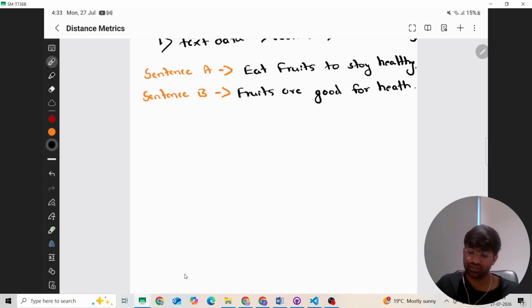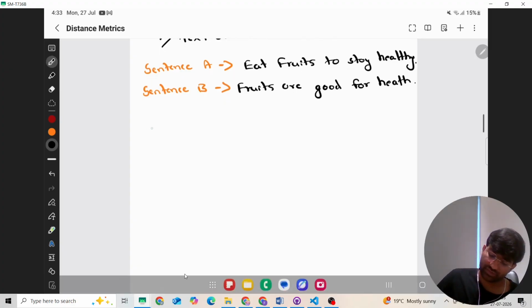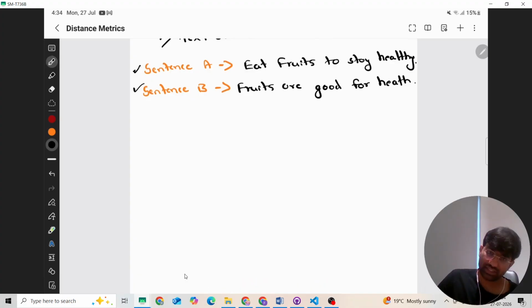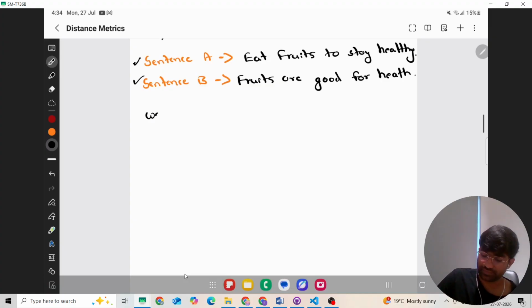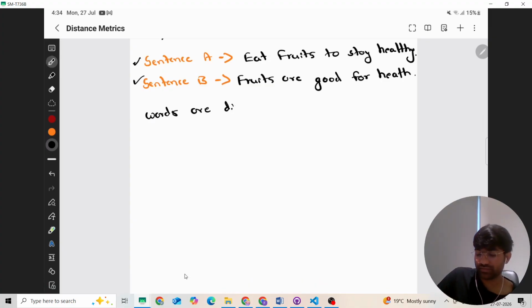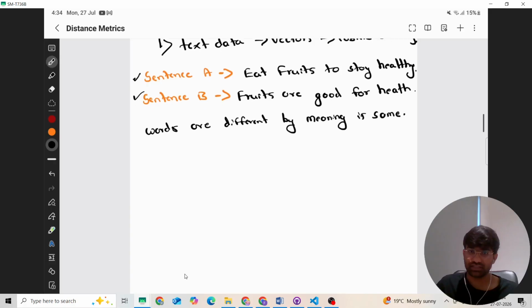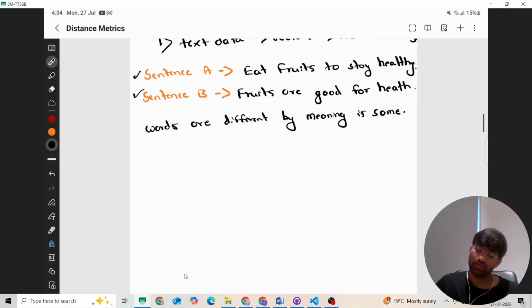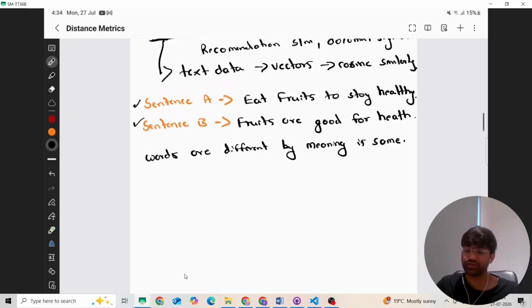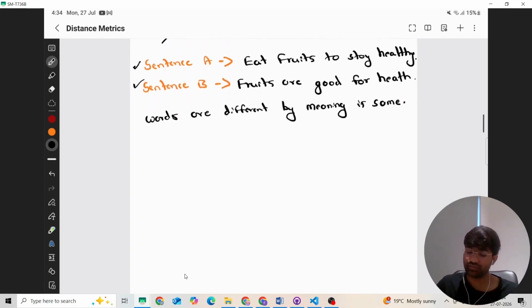If you see here, in sentence A and sentence B the words are different, but the meaning is the same. Both sentences are similar, just the words are different. So this is how we use the cosine similarity to identify similar sentences. These sentences will be converted into vectors and then the cosine similarity will apply.